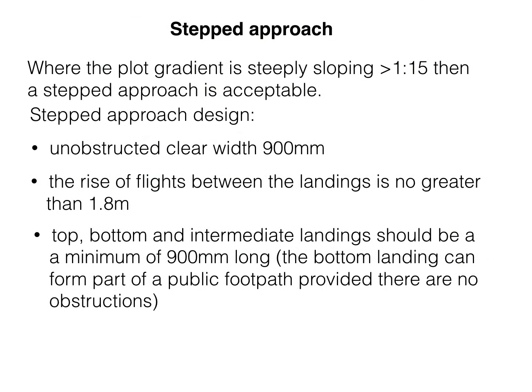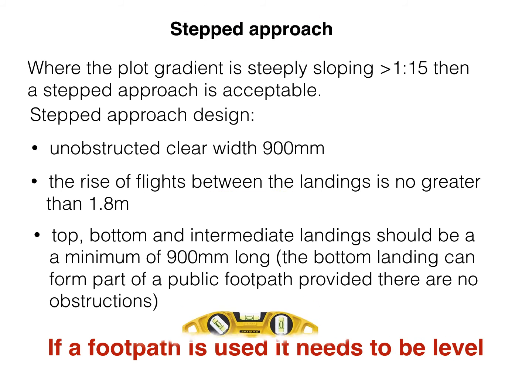For a stepped approach, where the plot gradient is steeply sloping, greater than 1 in 15, a stepped approach is acceptable. For the stepped approach design, you must ensure that an unobstructed clear width of 900 mm is provided. The rise of the flights between the landings should also be no greater than 1.8 meters, and the top, bottom and intermediate landings should be a minimum of 900 mm long. As previously mentioned, the bottom landing can form part of a public footpath provided there are no obstructions, and remember, it needs to be level.